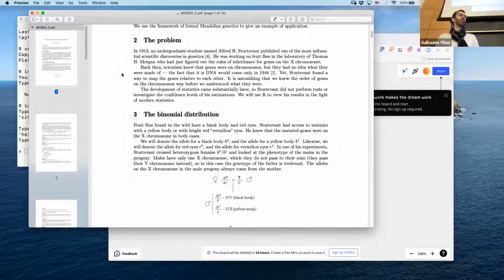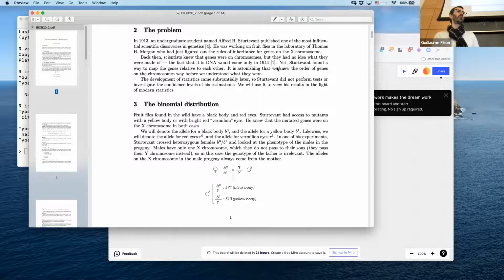Back then, scientists knew that genes were on chromosomes, but they had no idea what they were made of. The fact that it is DNA would come only in 1944, and I give you the reference, the landmark work. So we're talking of a time approximately 20 years before people would even figure out that genes are made of DNA. They knew that they were on chromosomes because they could see the chromosomes in microscopy, but they got it wrong. Nobody thought at the time that it could be DNA because the idea is it's too simple. DNA is way too simple to encode all the complexity of life. Can't be that. Must be something else.